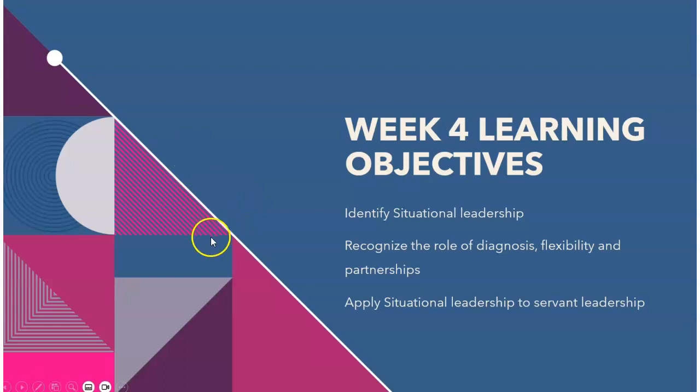Okay, so by way of wrap up, we identified and really took a good look at situational leadership. Then we recognized the goal of diagnosis, flexibility, and partnerships. And then we connected the dots, situational leadership, and how that overlaps beautifully with servant leadership.